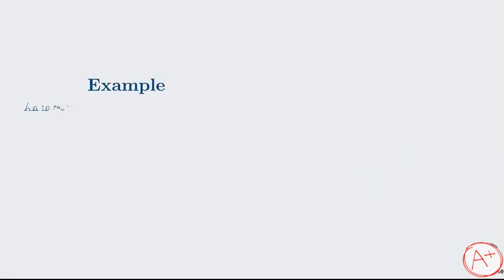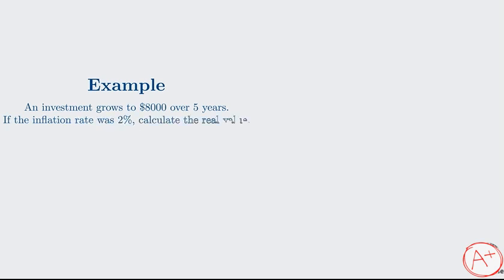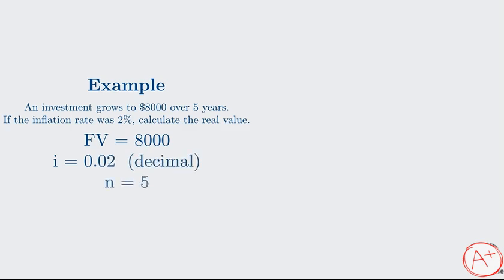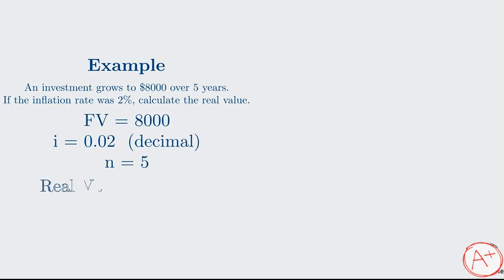An investment grows to $8,000 over 5 years. If the average annual inflation rate during this period was 2%, calculate the real value of the investment. In this case, we are given the future value of $8,000. The inflation rate of 2% must be converted to the decimal 0.02 for the formula. We divide the future amount by the inflation factor. This deflates the nominal sum back to its equivalent purchasing power from 5 years ago.